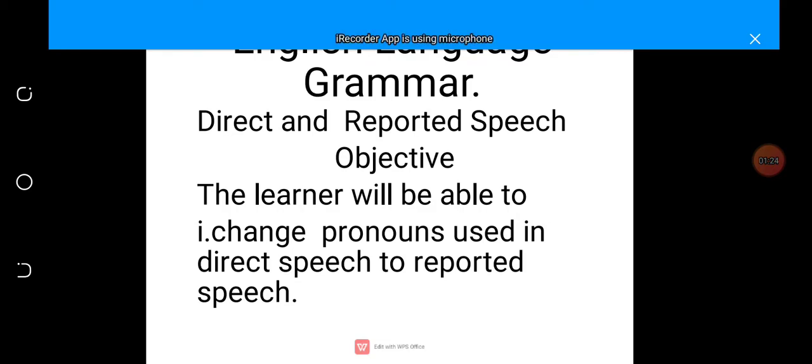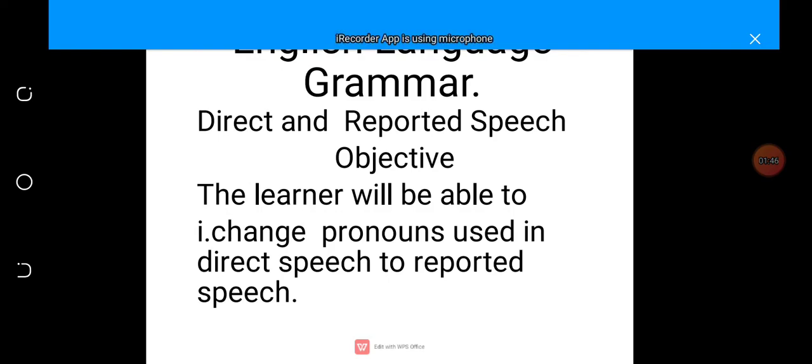Good. We define a direct speech to be the exact words of the speaker. We also looked at some of the features of a direct speech. We said we use a comma before the exact words of the speaker, and then we also said we use quotation marks.